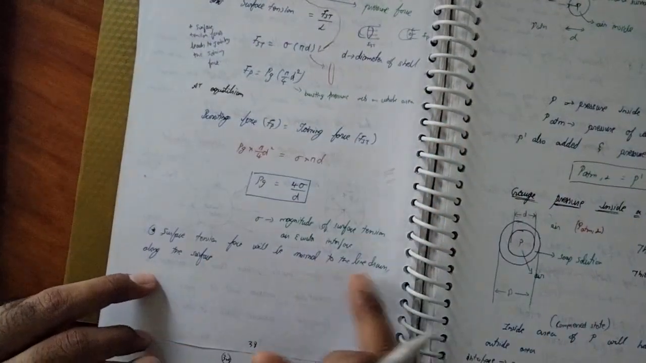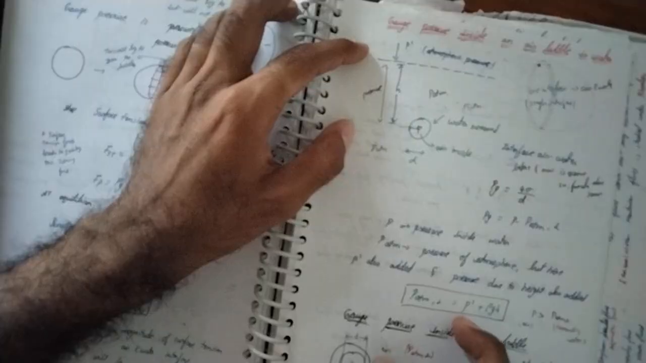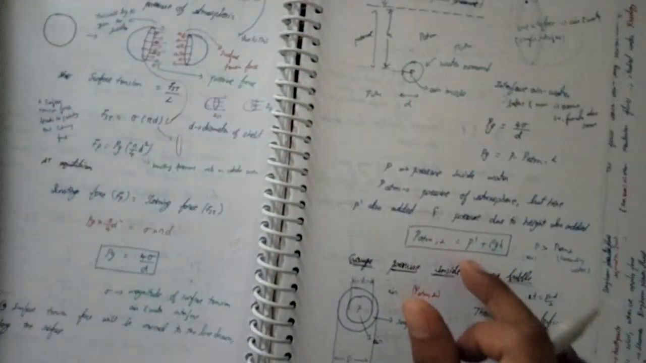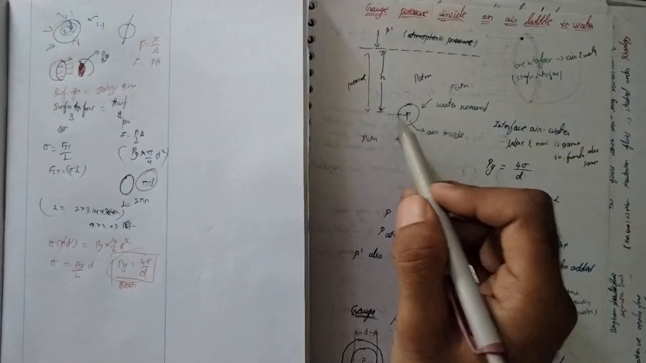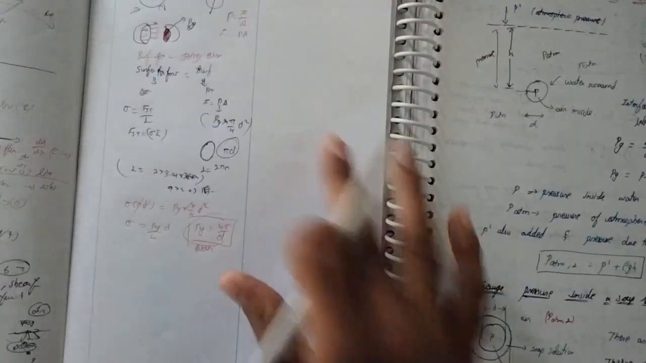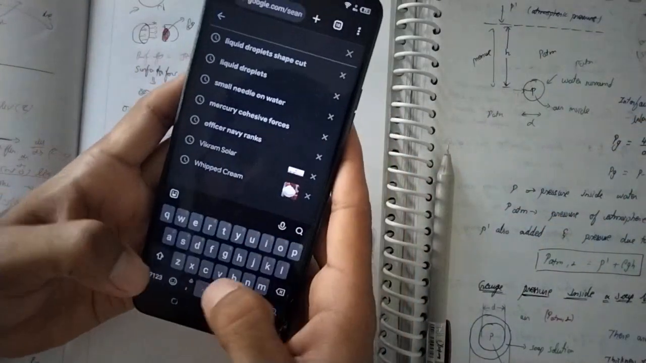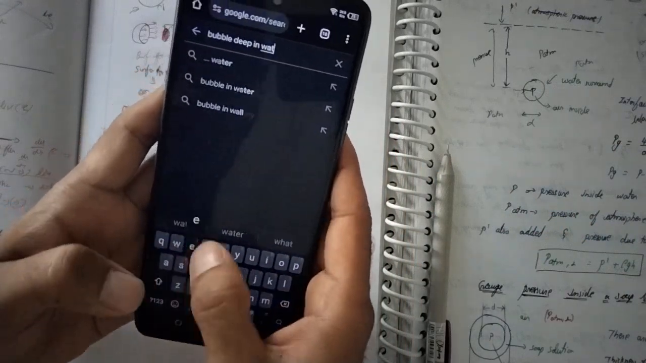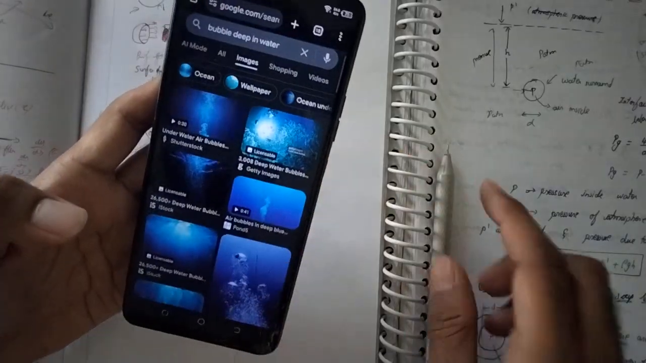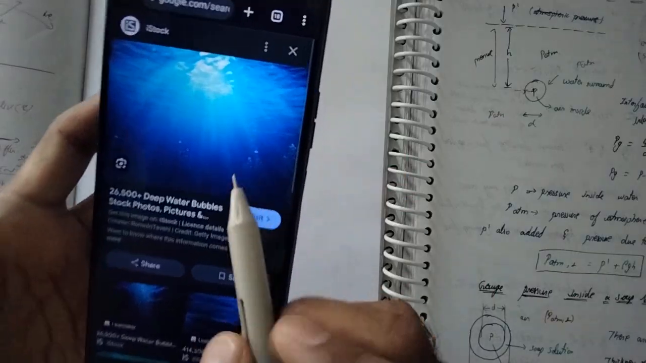So the surface tension force will be normal to the line. The next thing we can see, I will explain in the third chapter, is one of the most important things. As we go down, the pressure will be much higher. Here what is given is a bubble placed deep in the water. So a bubble deep in the water. Okay, you can see here guys, a little bit of bubbles is there.